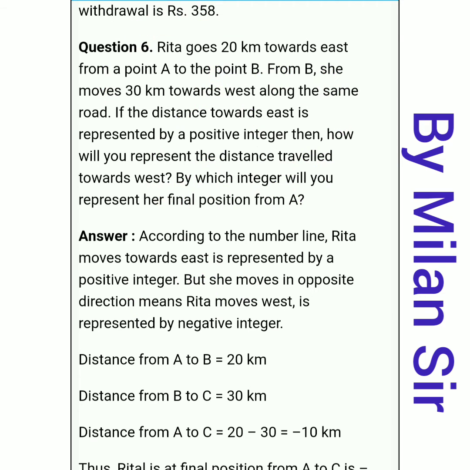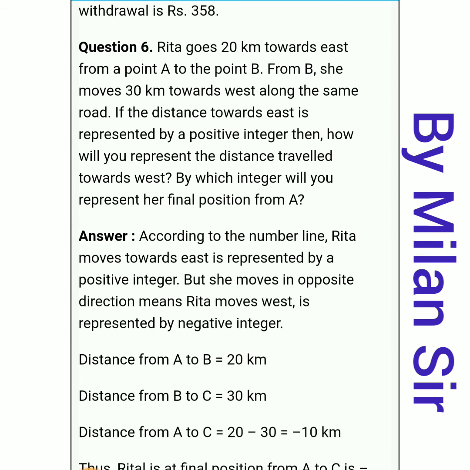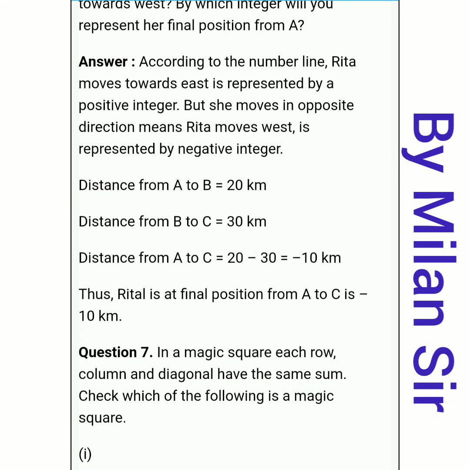Again, from A to B, east direction, right hand side direction, so plus 20, and from B to point C, left hand side direction, so minus 30. Here we have a plus sign, here a negative sign, so 30 minus 20 is 10. The bigger number's sign is negative, so minus 10. This is our final answer, minus 10 kilometers from A. So Rita's final position from A to C is minus 10 kilometers.